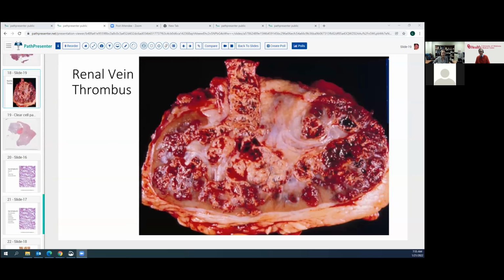And unless you have a lot of cells, the sensitivity of a urine cytology assay is such that it's very difficult to pick them up unless there's a lot of them. So it really is very difficult on cytology.